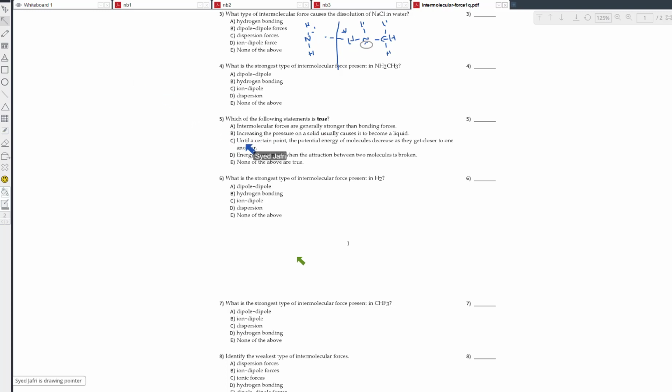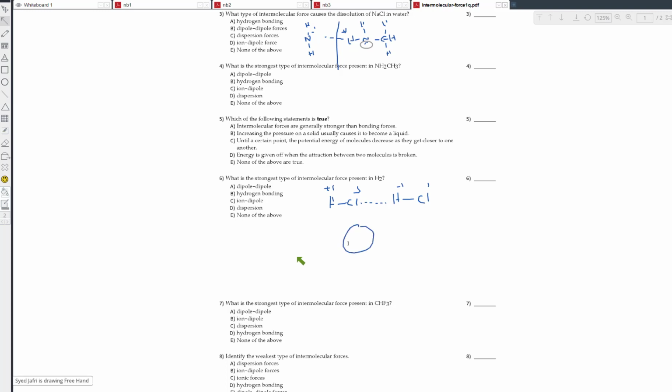What about the C option? Until a certain point, the potential energy of molecules decreases as they get closer to one another. Would that be true? Yes, that's true. Why? When they are coming closer, for let's say HCl, negative and positive, as the molecules come closer to each other, there is attraction between them. The positive pole is attracting the negative pole.